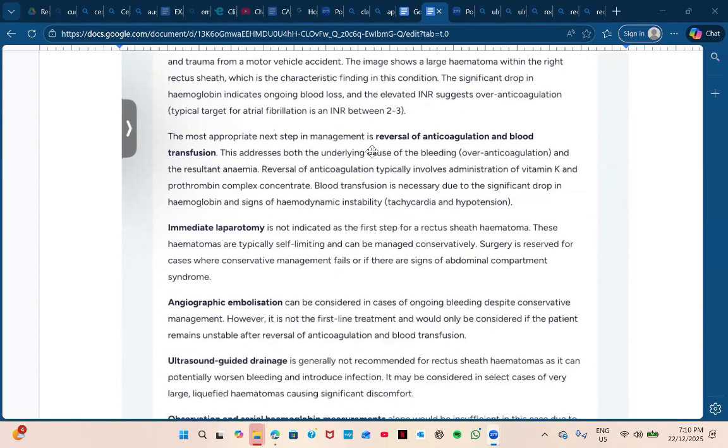So the most appropriate next step is reversing the anticoagulation and blood transfusion. This addresses both the underlying cause of the bleeding and the resultant anemia. Reversal of anticoagulation typically involves administration of vitamin K and prothrombin complex concentrate, and the blood transfusion is necessary due to the significant drop in hemoglobin and signs of hemodynamic instability.